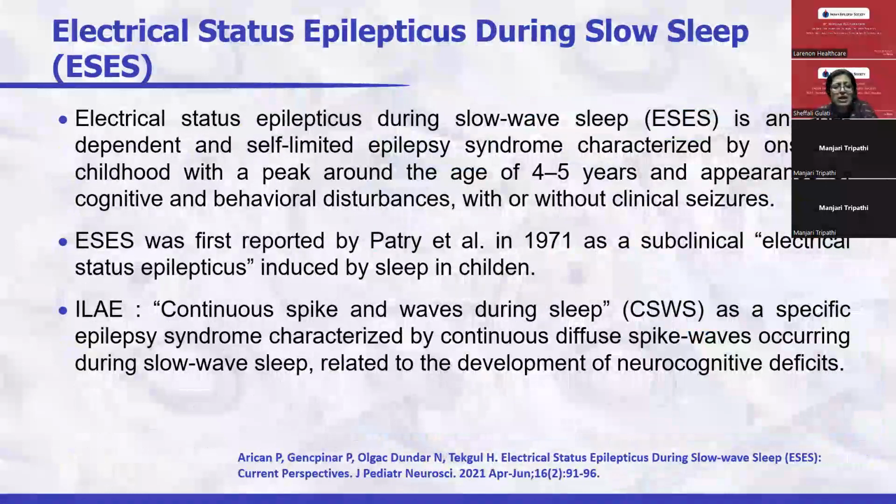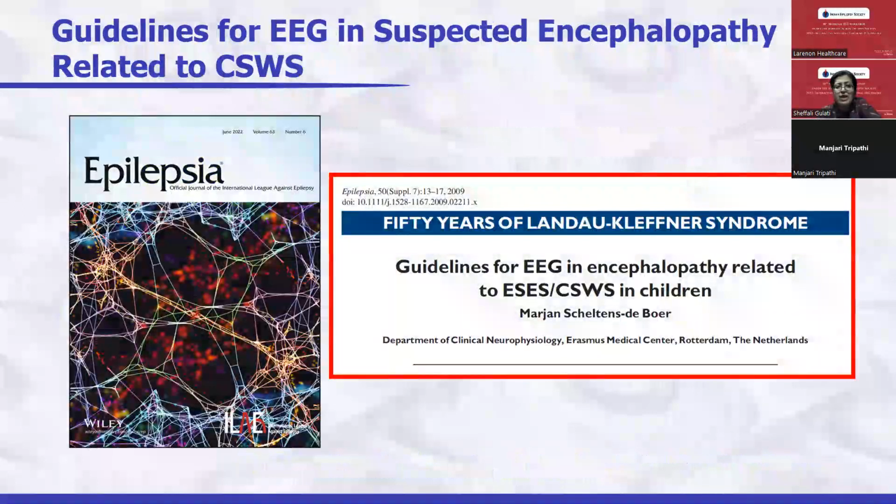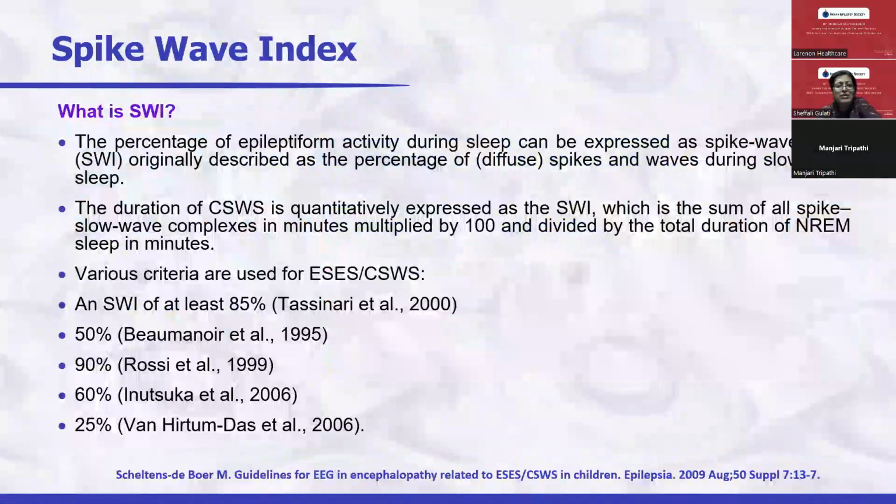So this is ESES. It was actually first reported in 1971 as subclinical electrical status epilepticus induced by sleep in children. Then the ILAE described continuous spike and wave during sleep as a specific epilepsy syndrome characterized by continuous diffuse spike waves occurring during slow wave sleep related to the development of neurocognitive deficits. So there have been guidelines for the same.